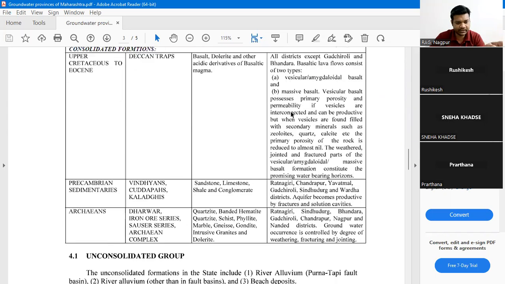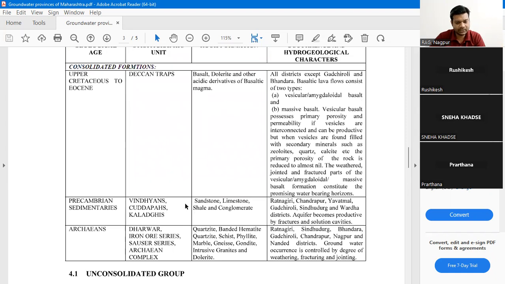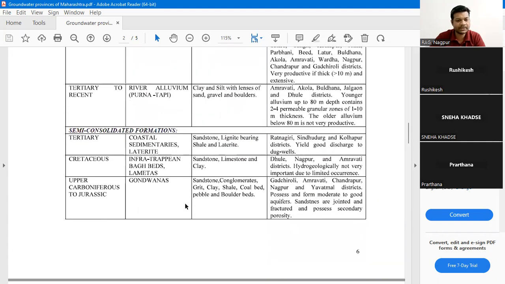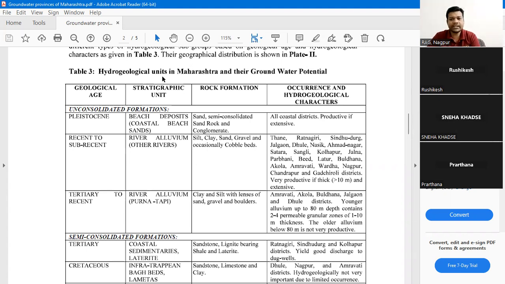It begins from the Archeans, and then all of these are given there. Dharwad, then iron ore series, then Sausar. Archean complex, then Vindhyan, Kadapa, Kaladgis, then Deccan traps. Then Gondwanas, infra traps, bark bed, lamitas, then coastal sedimentaries, laterites, then river alluvium, Tapi Purna and other rivers, and some beach deposits. So the entire stratigraphy of Maharashtra with their formations, stratigraphic unit.